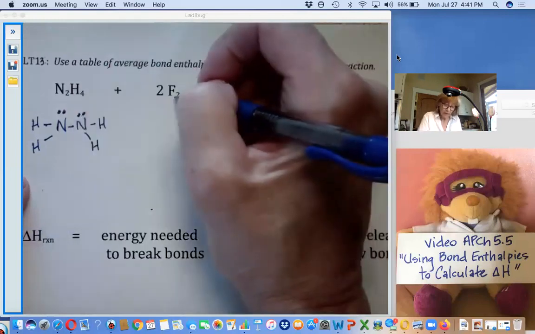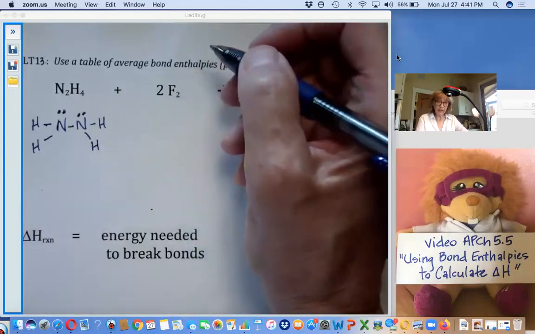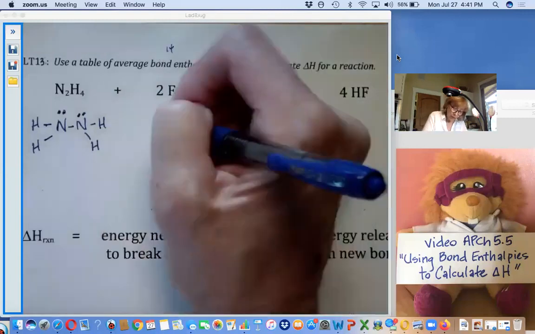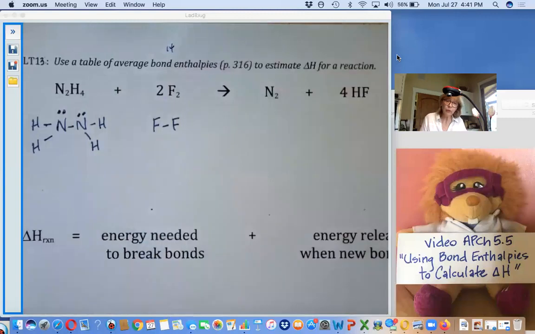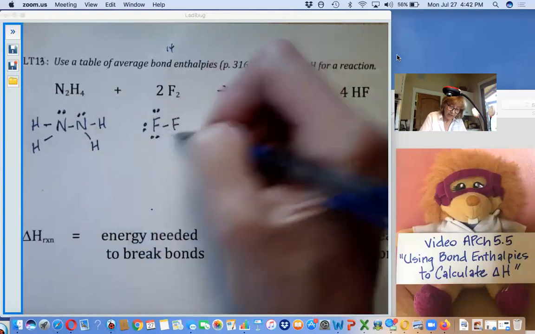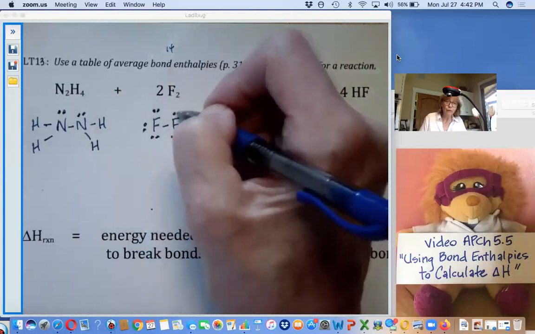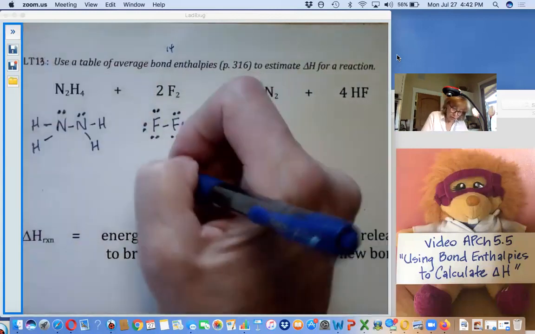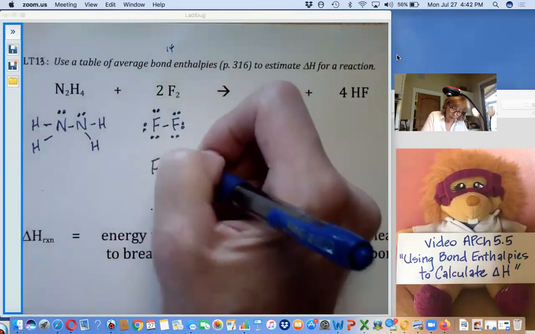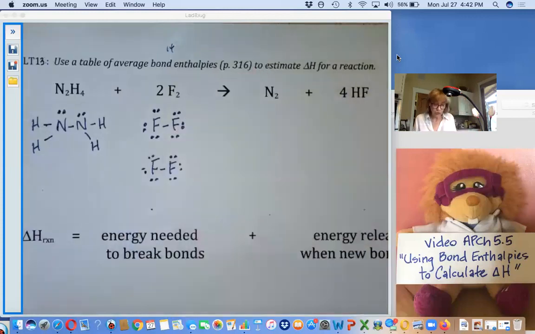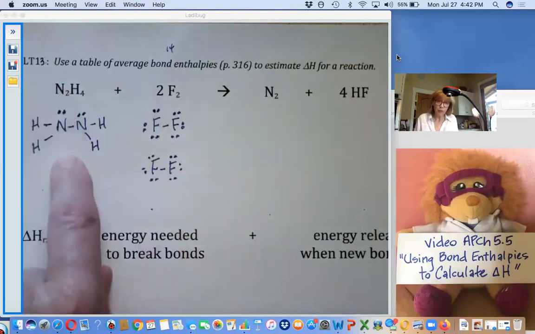Okay, fluorines. Fluorines have 7 valence electrons. There are 2 of them. Target number is 14. So I put the 2 fluorines together with a bond. That's 1, 2, 3, 4, 5, 6, 7, 8, 9, 10, 11, 12, 13, 14. This 2 tells me that there are 2 of those molecules in the reaction. Draw them both. 2 fluorines and 1 N2H4 molecule.